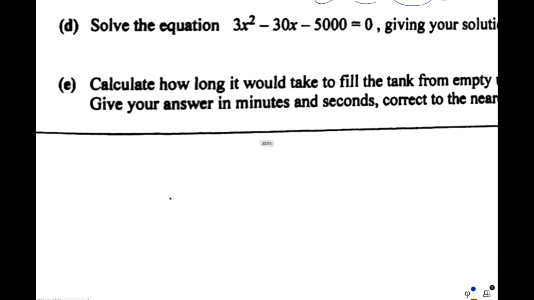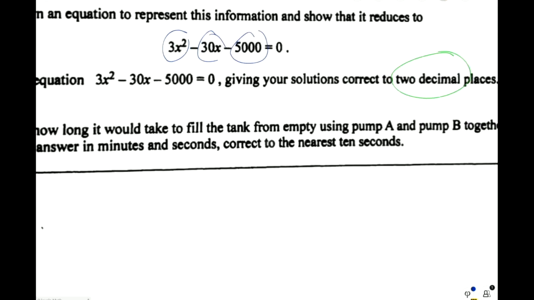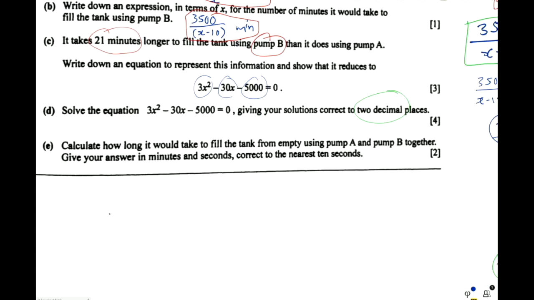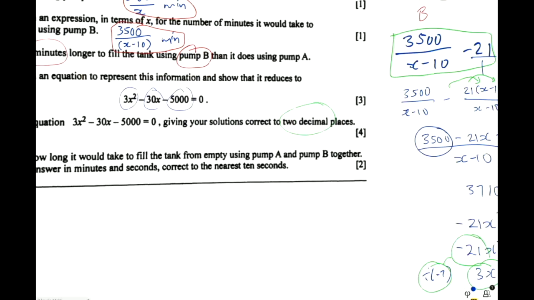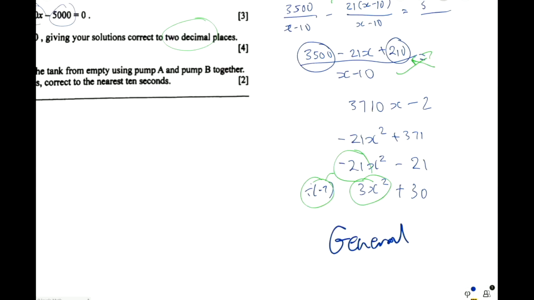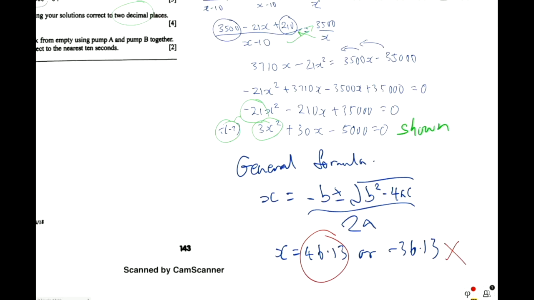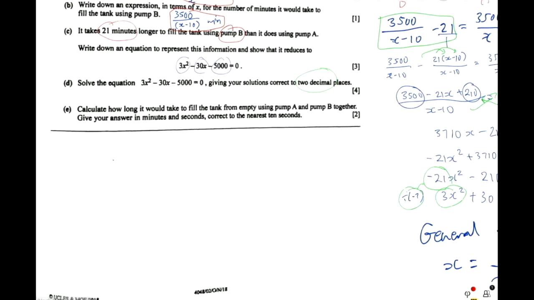So next one, calculate how long it would take to fill the tank from empty using pump A and B together. Alright, so now I'm using them together. Together, what do we do? Plus. By the way, over here we will just use this one. We don't accept the negative, because the timing cannot be negative. Because x is part of the timing. Okay, so how long would it take? Now I've got to add them together.